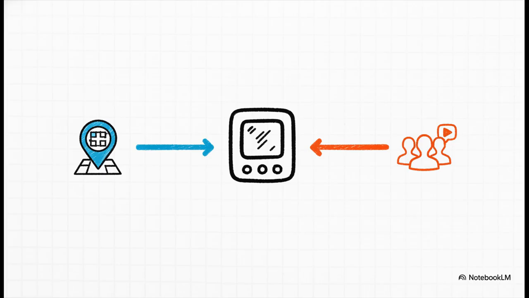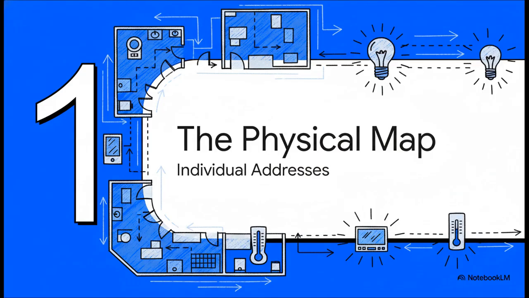KNX gives every single device not one, but two different addresses. Think of it this way. One is a physical address, like where you live, and the other is a functional one, kind of like being part of a group chat. So, let's start with the physical map. Okay, first up, the physical map. The whole idea here is pretty straightforward.